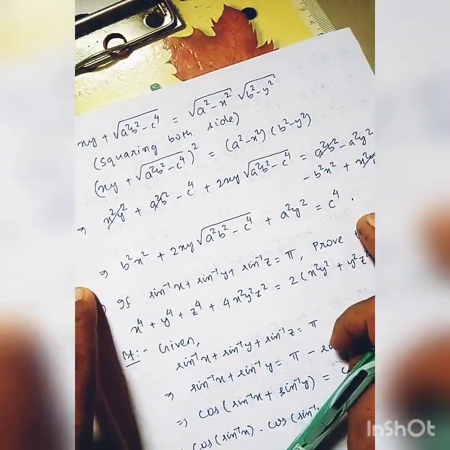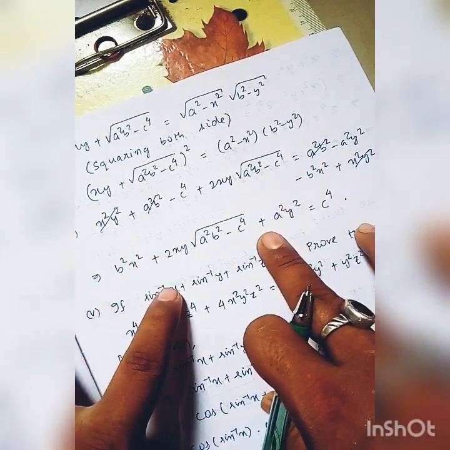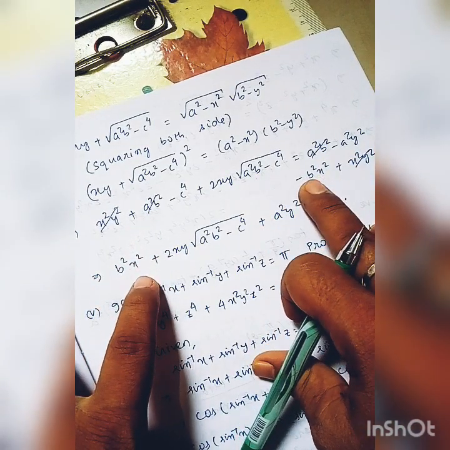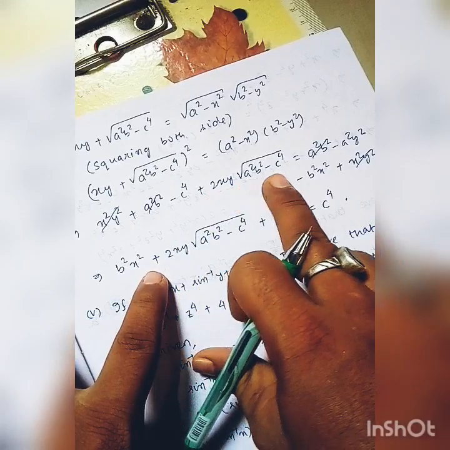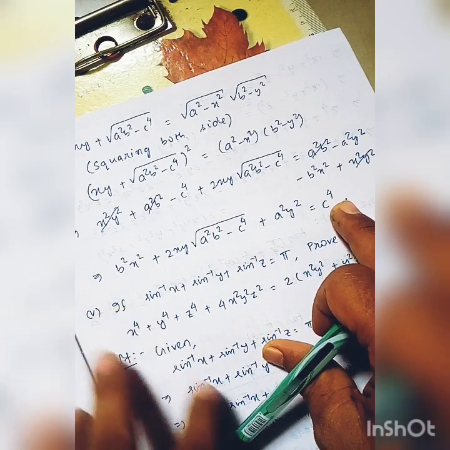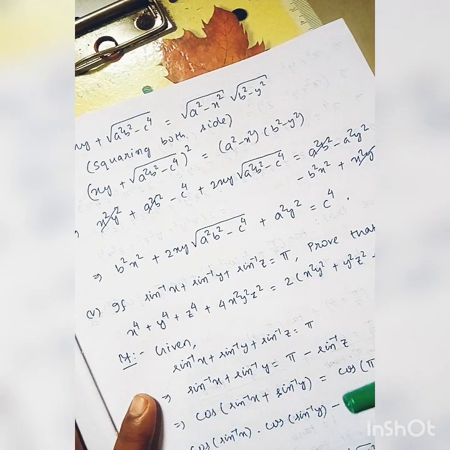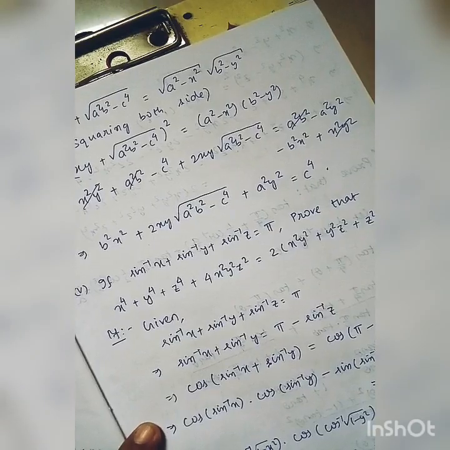Now cancelling on both sides x square y square and a square b square, we get this. Now by arranging it, b square x square plus 2xy this plus a square y square equal to c4. The fourth question is also similar to these questions. Go to the fifth bit.